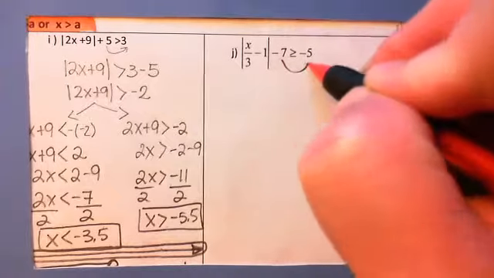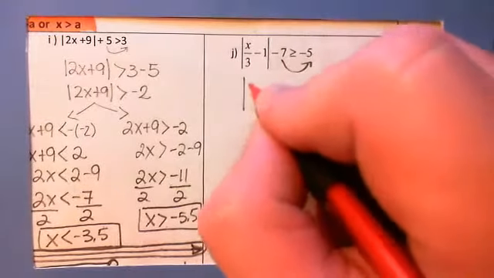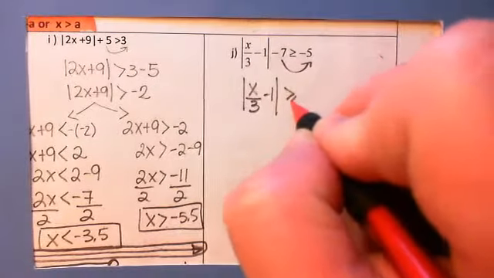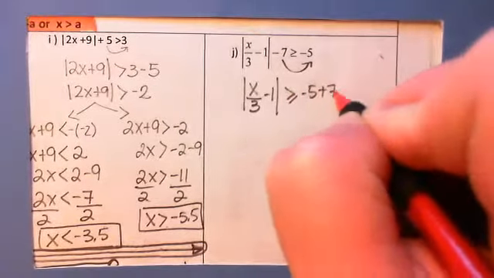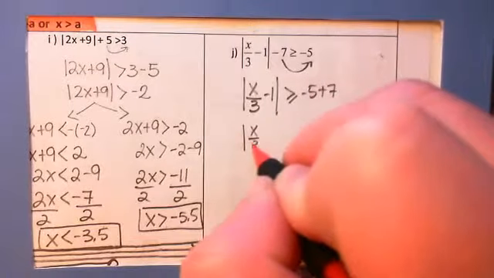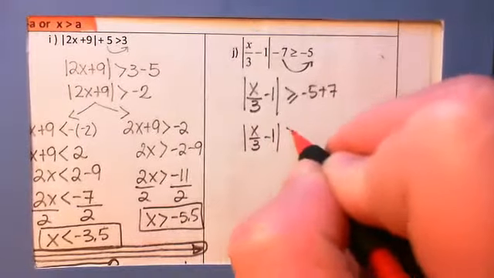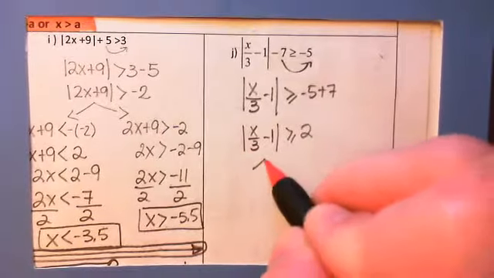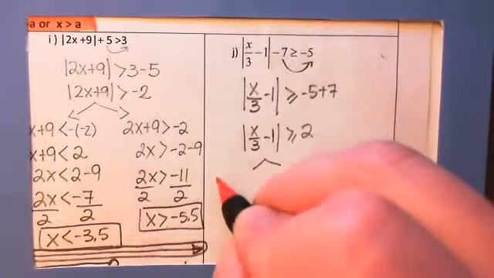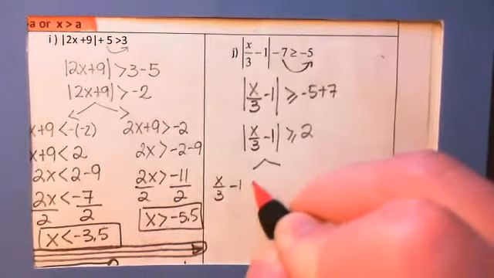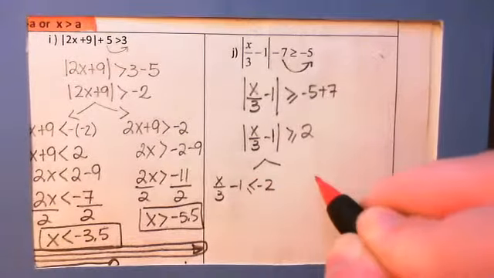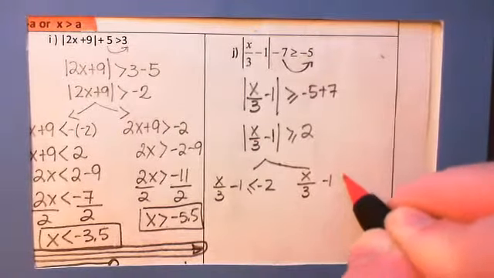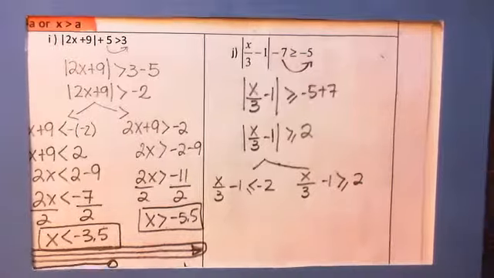I'm going to get the absolute value by itself by moving the 7. x over 3 minus 1 greater or equal to negative 5 plus 7. So this would be x over 3 minus 1 greater or equal to 2. Now that we have that, we're going to do the split. This would be x over 3 minus 1 less or equal to negative 2, or x over 3 minus 1 greater or equal to 2.